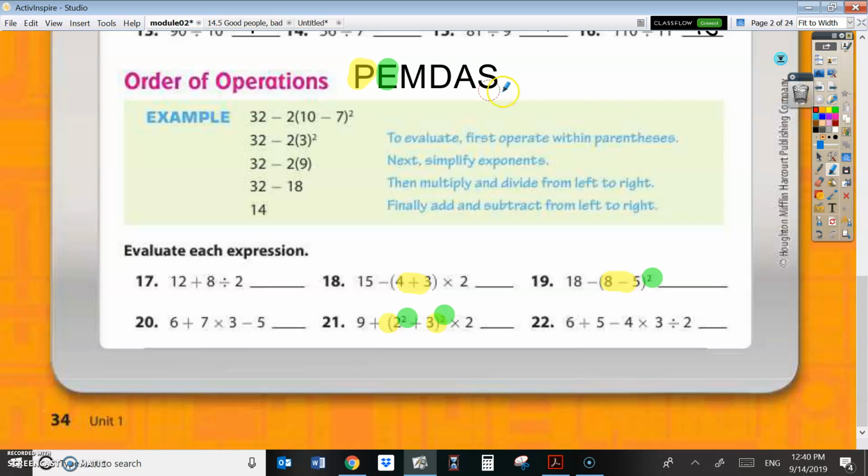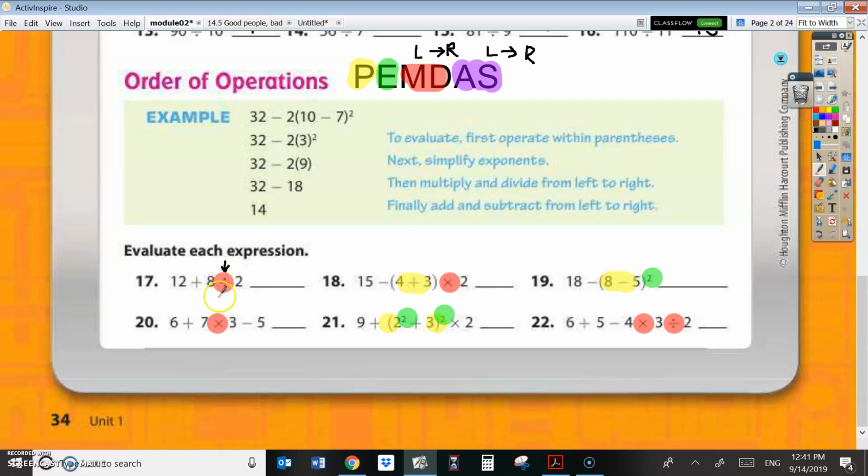And then do multiplication and division, but that needs to go left to right. And then finally, there's addition and subtraction, but that also goes left to right. Okay? So, do this part first.